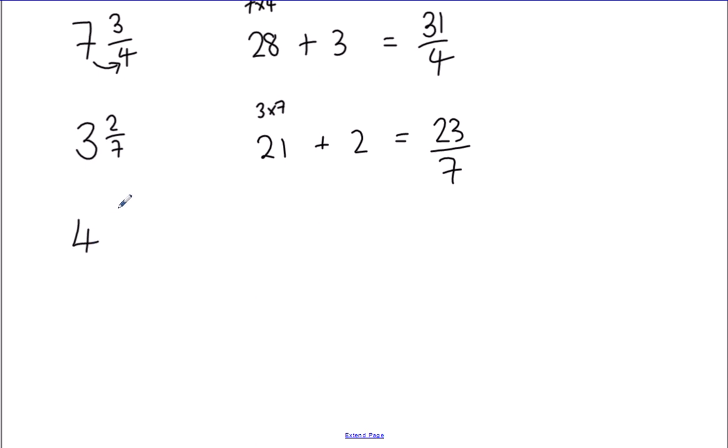And then one more then. We'll go for 4 5/8. So that's 4 whole pizzas, and each one is made of 8 parts. So 4 times 8 is 32. So we've used 32/8 to make the 4 whole ones, plus the 5 left over is 37/8 altogether. And that's how you convert from a mixed number to an improper fraction.